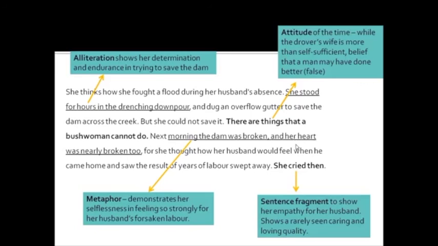And then you've got that final sentence fragment showing that empathy, but perhaps more important, something we rarely see in the character of the drover's wife, which is that sense of caring and loving, typically feminine qualities. Some would argue that because she is forced by the circumstances to take on both parenting roles, her character is made to seem quite masculine in most of the story, and her behaviour in most of the story is quite masculine, but here we get that glimpse of those feminine characteristics and that emotional side as well. So that's providing another layer to the character of the drover's wife.